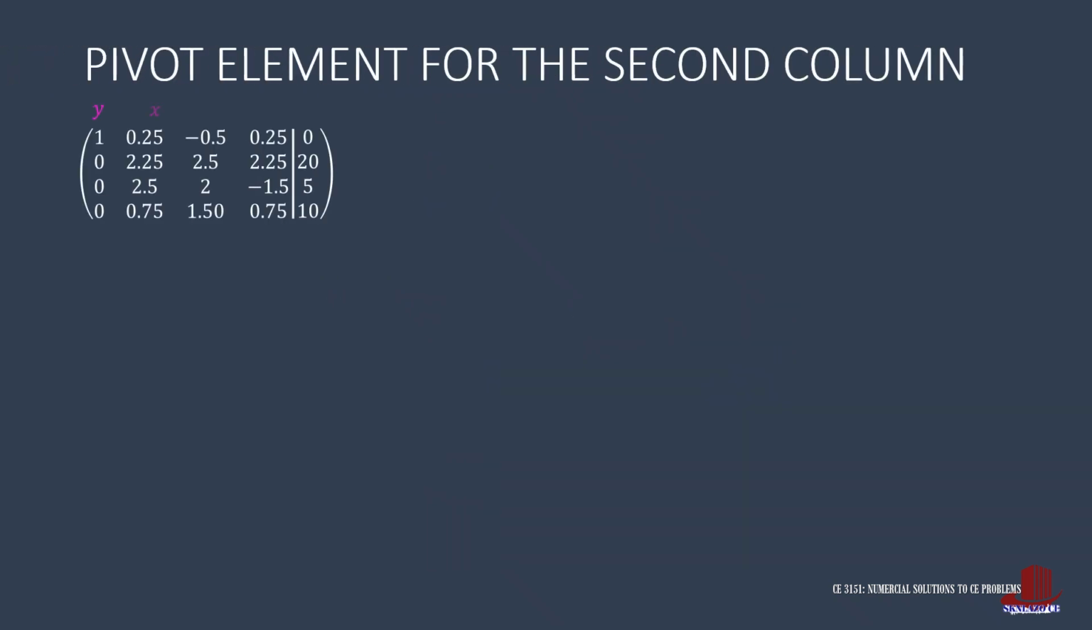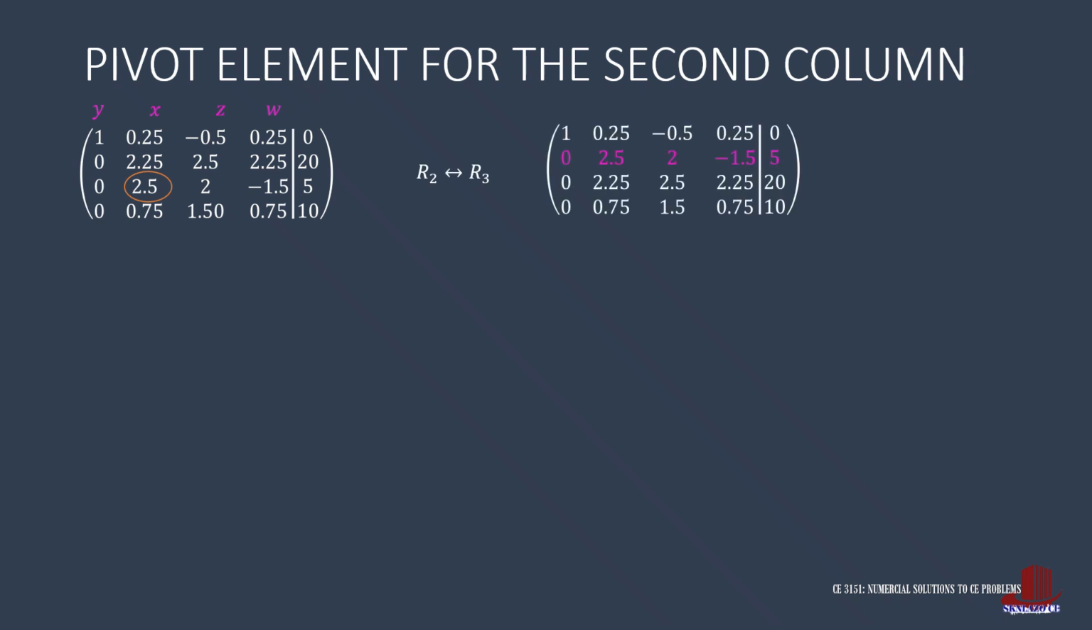After cleaning the first column, move to the second and start by identifying the pivot element among the 9 remaining elements. The highest value is 2.5, found on columns 2 and 3. If we choose to use 2.5 from the third row, we swap the row to the second, after which we divide the pivot row by 2.5 to create 1.